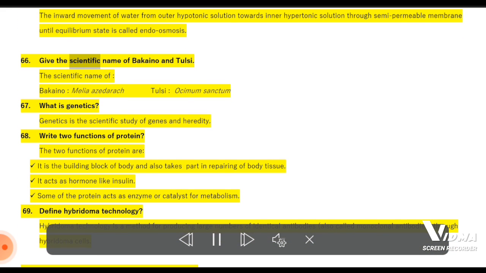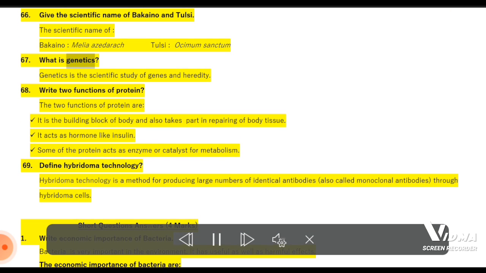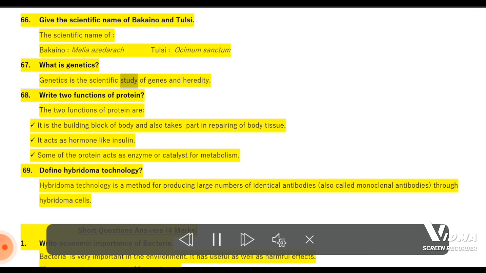66. Give the scientific name of Bakaino and Tulsi. The scientific name of Bakaino, Melia azedarach; Tulsi, Ocimum sanctum. 67. What is genetics? Genetics is the scientific study of genes and heredity.